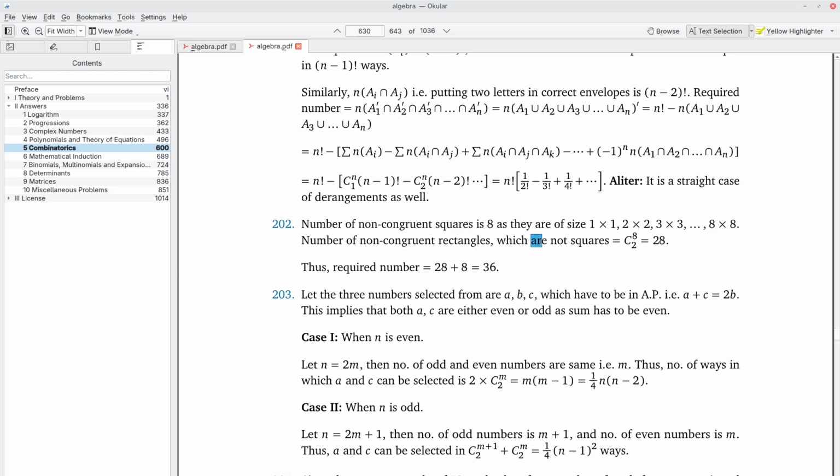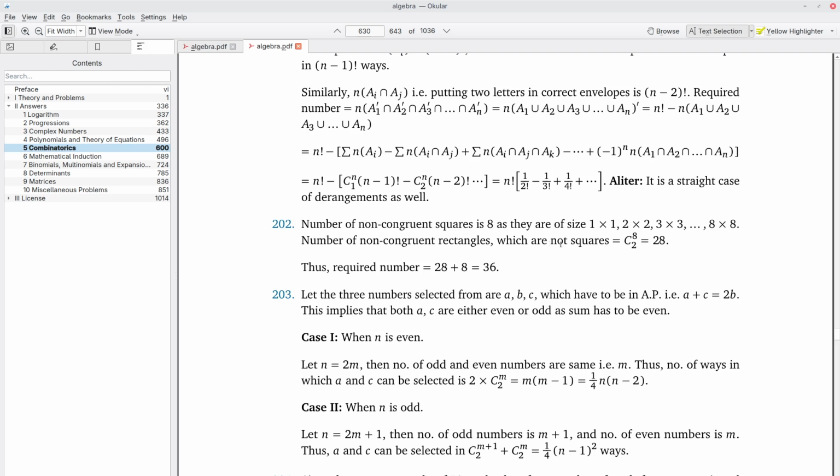Now we pick 2 from the length side. If we pick 2 from the length side, we can't pick 1 from the breadth side or 2 from the breadth side. Because if we pick 1, we will get a congruent rectangle, since 1 by 2 and 2 by 1 will be congruent. And we cannot take 2 as well, because 2 by 2 is a square. So if you take 2 from the length, then from the breadth side you can pick 6, that is 3, 4, 5, 6, 7, 8.